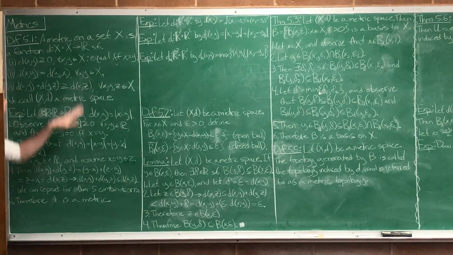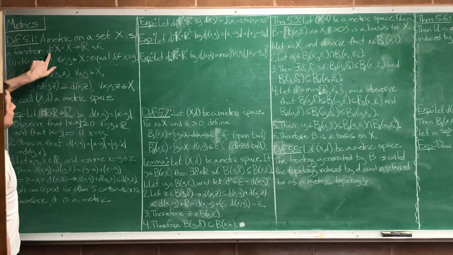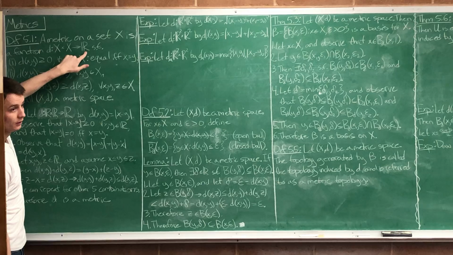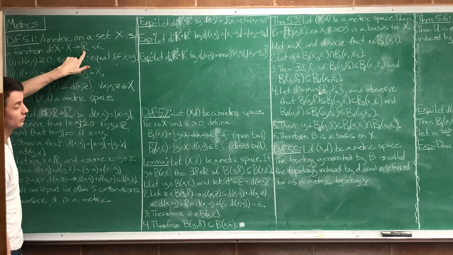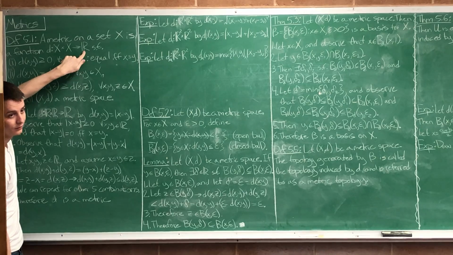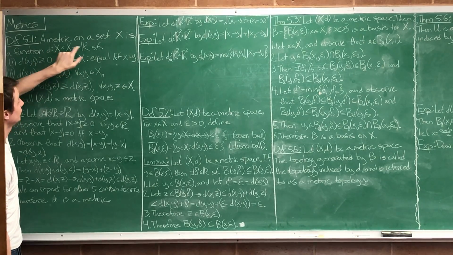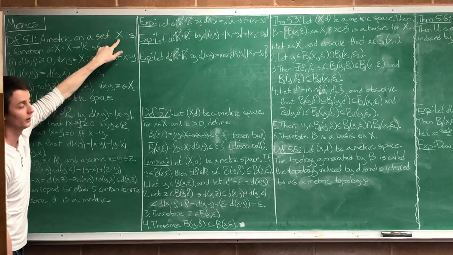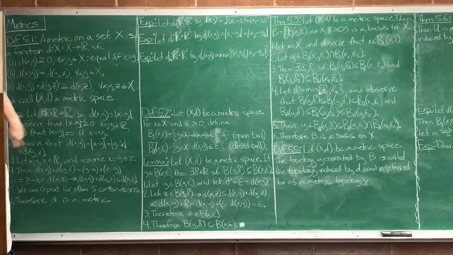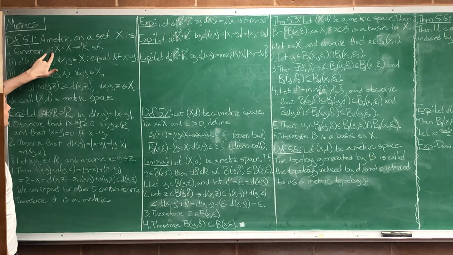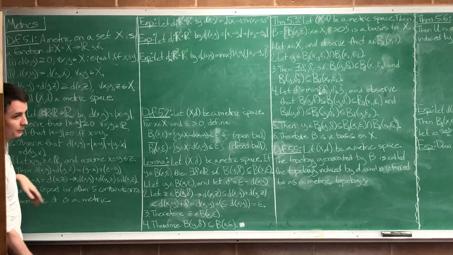So let's define it exactly. A metric on a set X is a function d from X cross X to R. It takes two members of X and spits out a real number, a distance, where X is what you're defining the metric on. So d is a metric if it's a function like this and it satisfies these three properties.